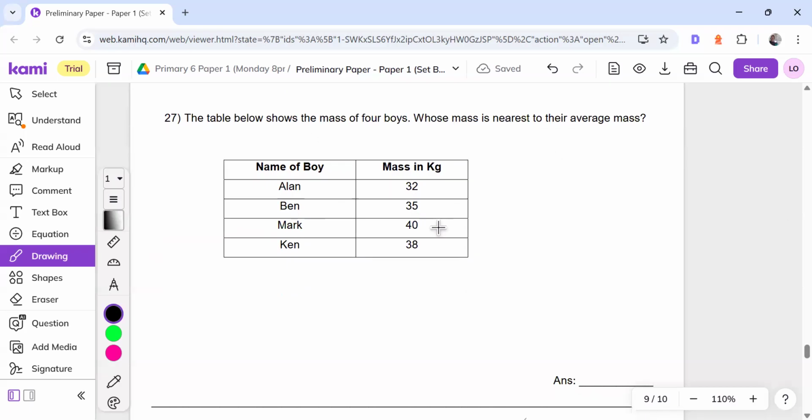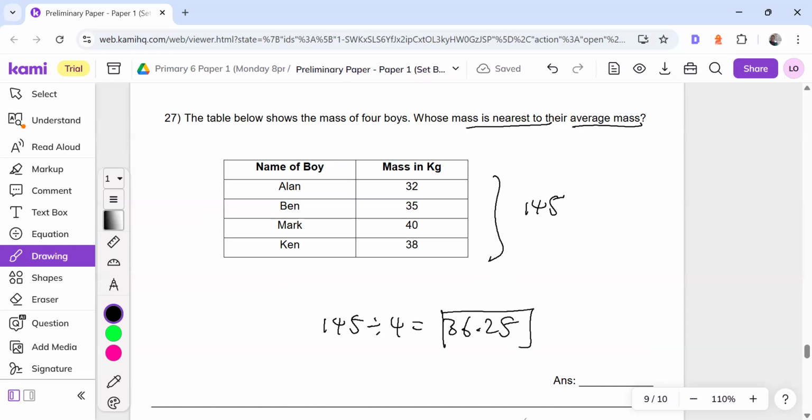Now, the table shows the mass of 4 boys. Whose mass is nearest to the average? You will have to find the average. So you add together, then divide by 4. So you take 32 plus 35 plus 40 plus 38. You will get 145. Wow. And then divide by 4. And then you get a bit confused. How come got decimal? So 145 and you divide by 4 to get average. And if you divide correctly, you will get 36.25.